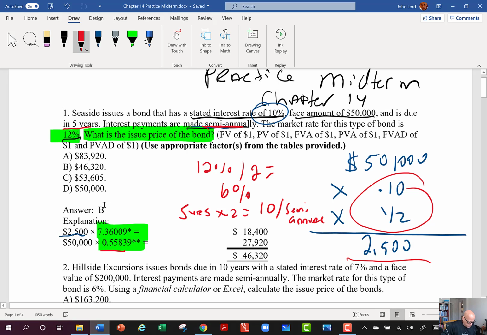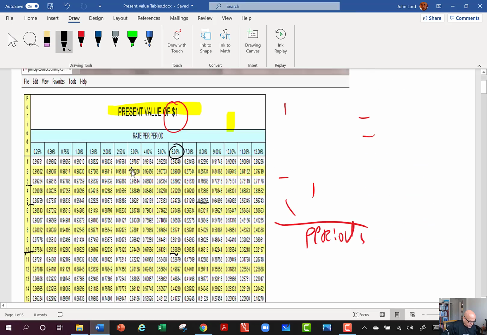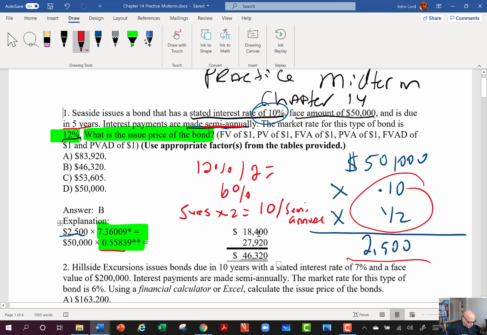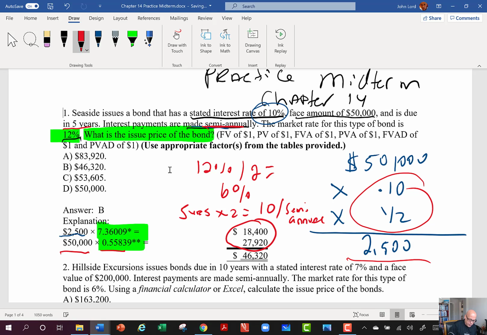For the interest, it's an annuity. It's a stream of payments. So now I've got to pop over to the present value of the annuity table. 10 periods, 6%, semi-annual rate, 10 semi-annual periods: 7.36009. Take a look back at the problem: 7.36009. I go ahead and do the multiplication and add those two amounts together.